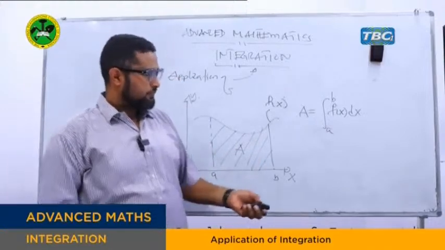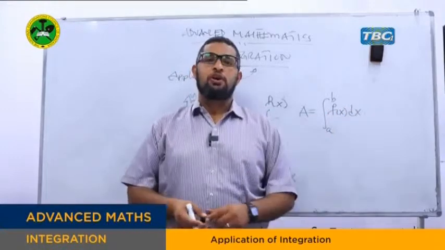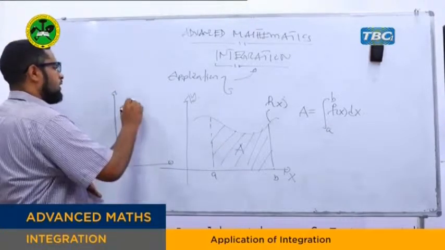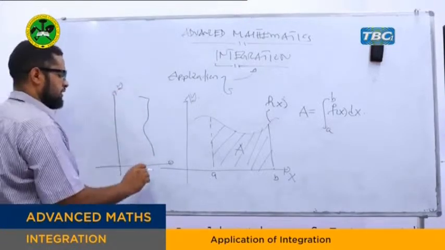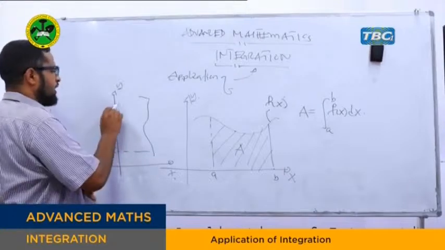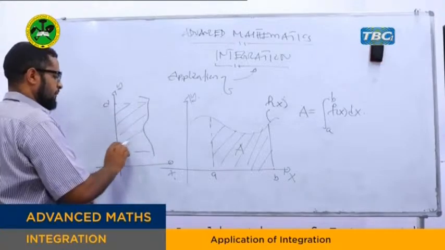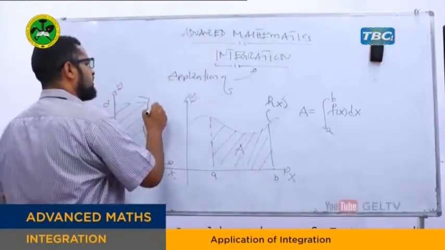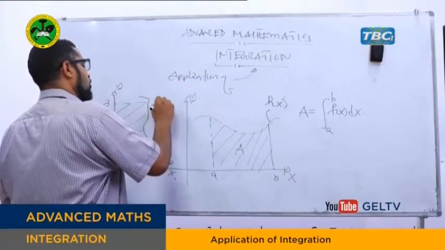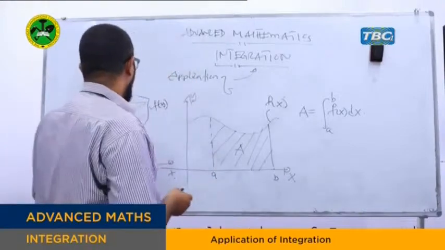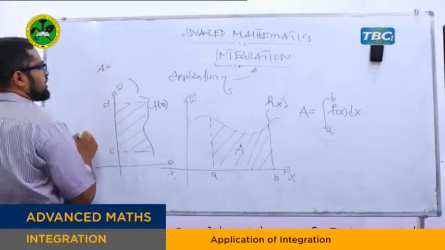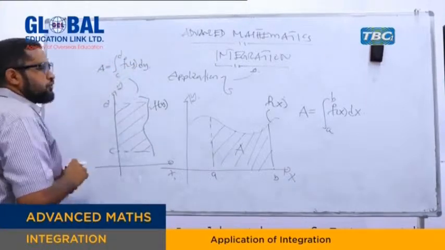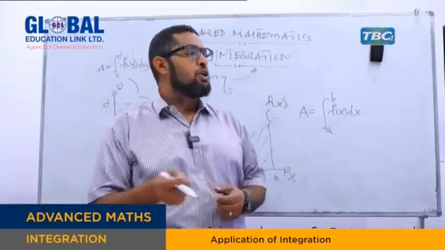But in the second case, if it is with the vertical axis, now you will see the curve will change. Now let's assume this is our curve. This is y and this is x. Let's say you are finding the area from C up to D. This is the area. Now the function will be written in terms of y and not in terms of x. So it will be f of y. The area of such kind of a curve will be equal to the integral from C to D of f of y dy.